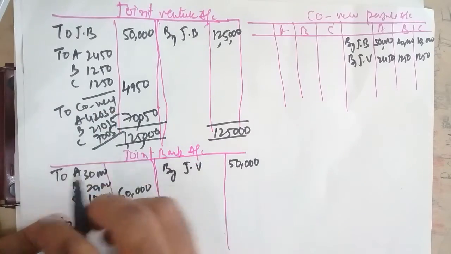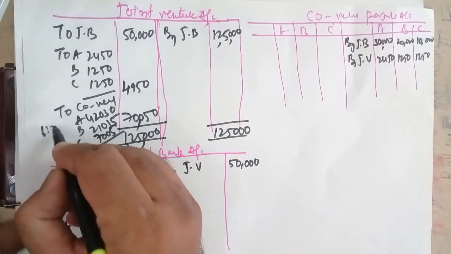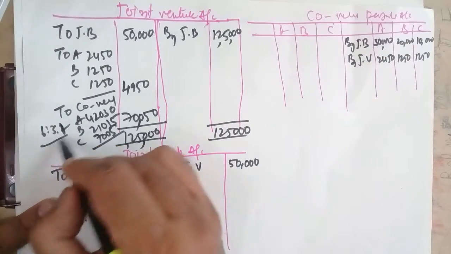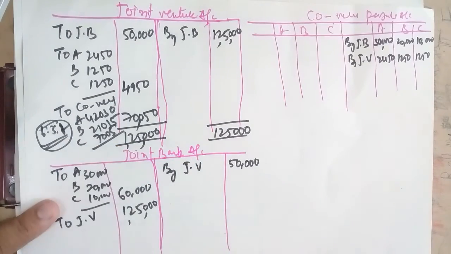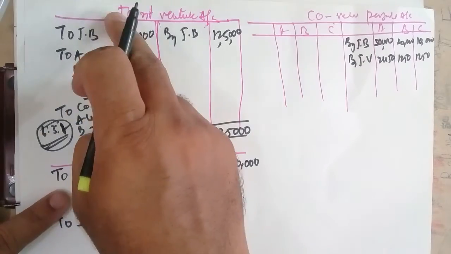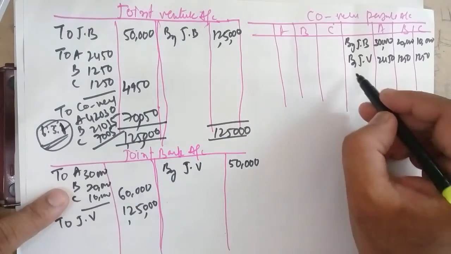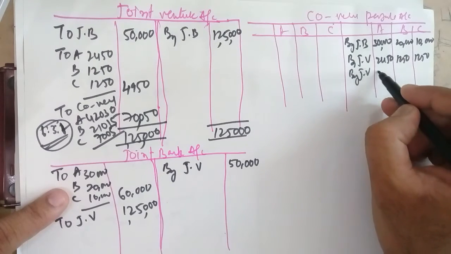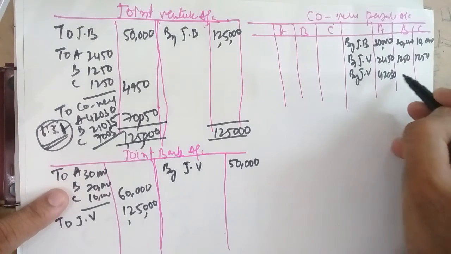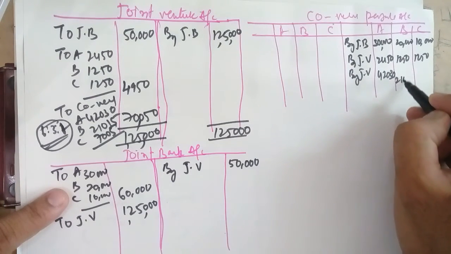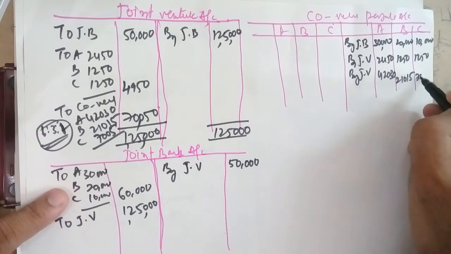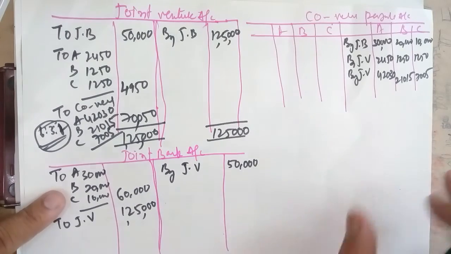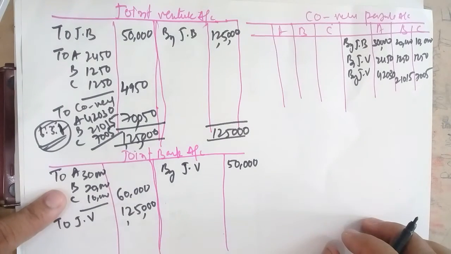So like this we have distributed the profit among the co-venturers in the proportion. What is the proportion? 6:3:1, sorry. This proportion we have distributed, which is given in the question. So in joint venture we have debited, and in co-venturers account it should be credited by joint venture, that is 42,030, 21,015, 7,005. Like this we have credited the co-venturers personal accounts.